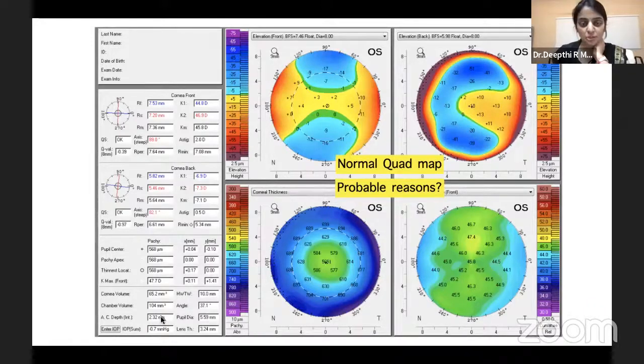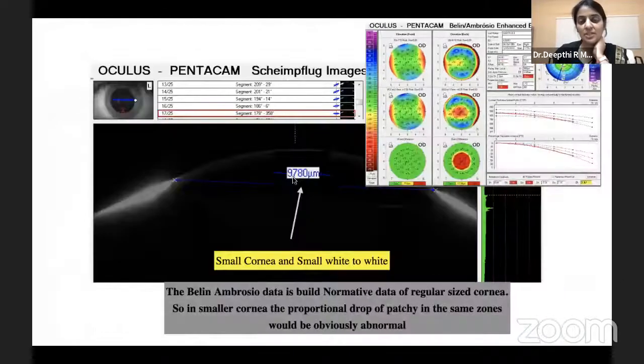Then we noted the AC depth was very shallow, and that made me think I should go and have a look at the white to white. So the white to white was very small. It was a small cornea. So it was around 10 clinically, 9.78 clinical, 9.7 on the Pentacam.